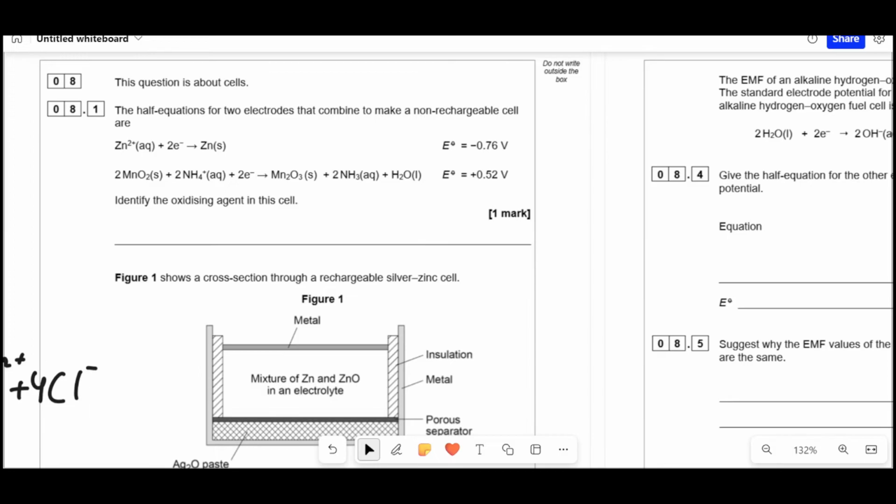So it says identify the oxidizing agent. If something is an oxidizing agent, it means it itself is getting reduced and oxidizing something else. So the first one is being reduced, but we need to look at the second one. The MnO2, what's that? That's +4, and it's becoming +3. So it itself is being reduced, which means something else has to be oxidized. So that is the oxidizing agent, MnO2. Because, again, you can't reduce one thing without oxidizing another.